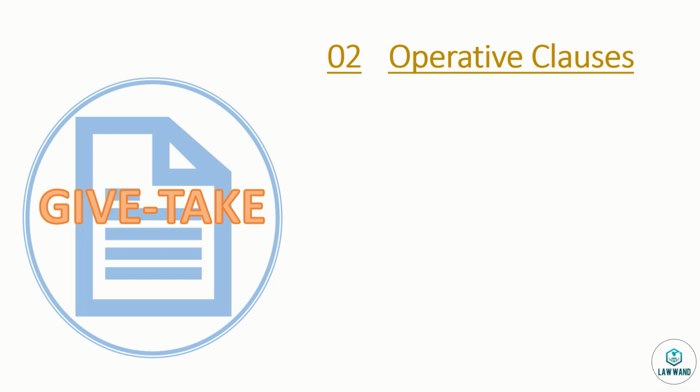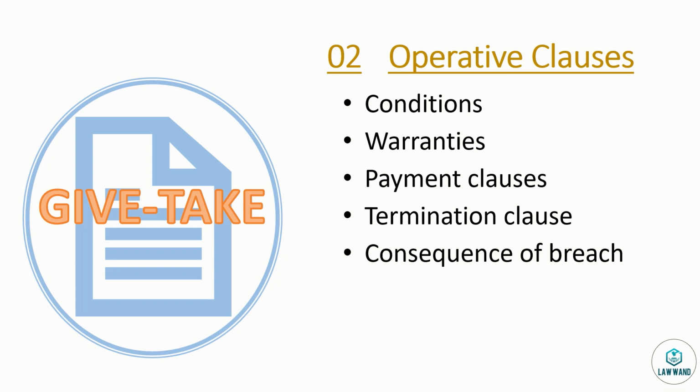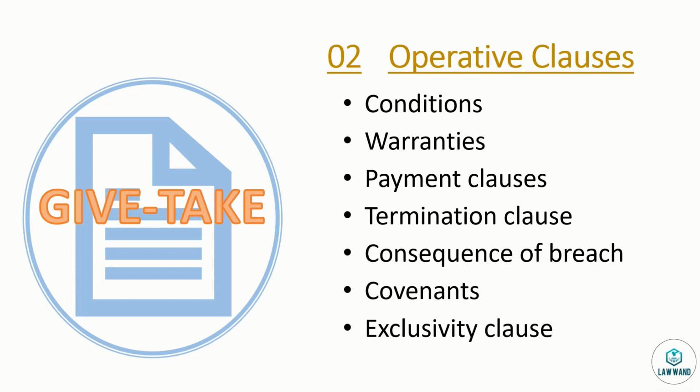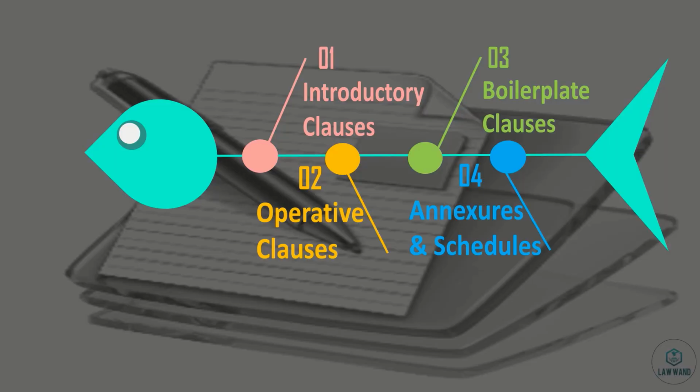Under operative clause, you find several heads of clauses such as conditions, warranties, payment clauses, termination clause, consequence of breach, covenants, and exclusivity clause. Note that these names won't be the same in all the contracts. The names may differ from one contract to another depending upon the nature of situations and transactions. Overall, operative clauses state the obligations of the parties and also how they are supposed to fulfill their obligations. Next, let's come to the third main division in the contract drafting, which is the boilerplate clause.